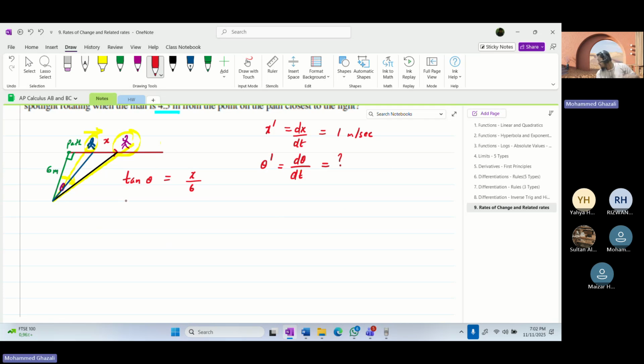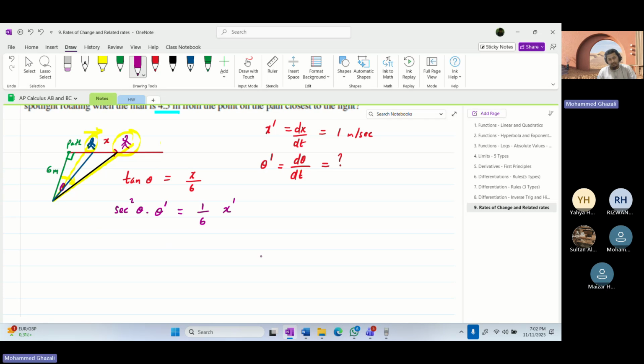What's the derivative of tan? Sec squared theta. Good. And then the derivative of theta, how are you going to find theta prime? It's implicit. d theta over dt, theta prime, plus 1/6 derivative of x, x prime. Are you good? Make sense?